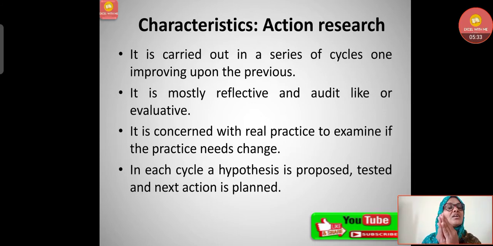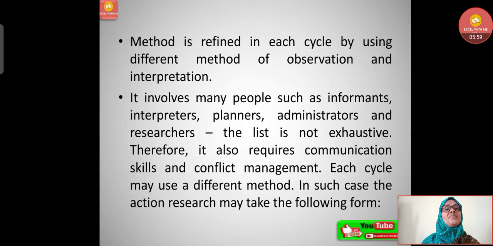Suppose students are not listening in the class. What will the teacher do? She will do the action research. She will frame the question, objectives, and then questionnaires can be prepared, or observations or interviews can be taken. All these things are to improve her teaching methods. Then in each cycle a hypothesis is proposed, tested, and the next action is planned. The method is refined in each cycle by using different methods of observation and interpretation.